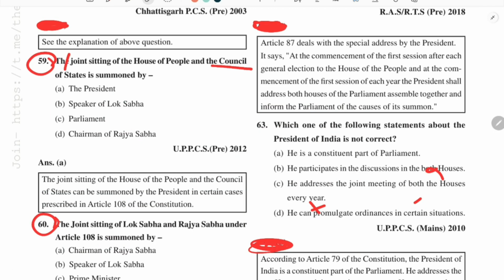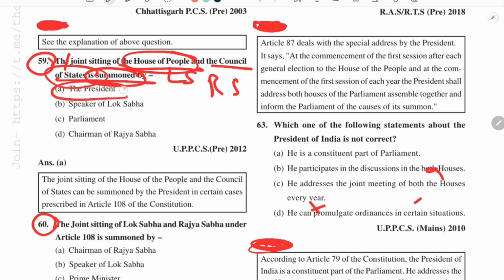Coming to the next question, the joint sitting of House of People and Council of State is summoned by. So up to now you must have understood the meaning of these words: House of People, that is Lok Sabha, and Council of State, that is Rajya Sabha. So the question is asking about the joint sitting of both houses is summoned by. So you must always remember that the joint sitting of the Houses of Parliament is always summoned by the President, and we will learn about this joint sitting in the chapter of Parliament in more detail.